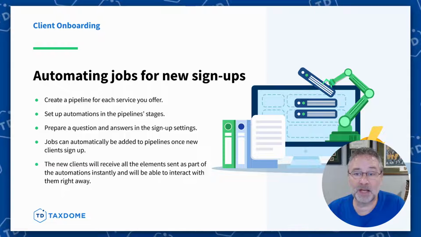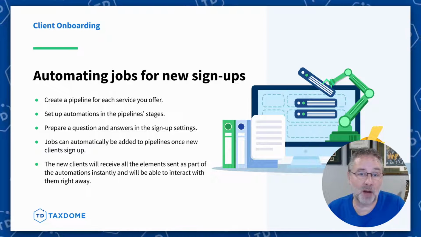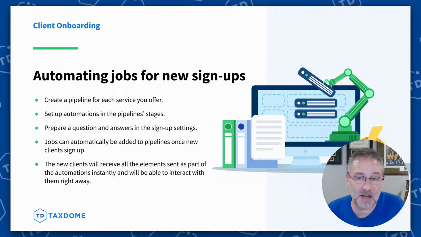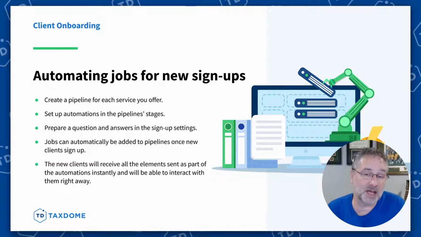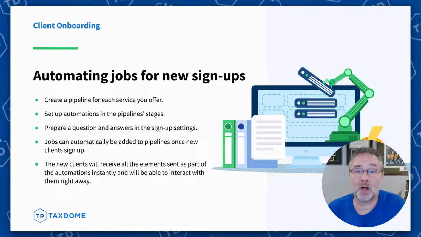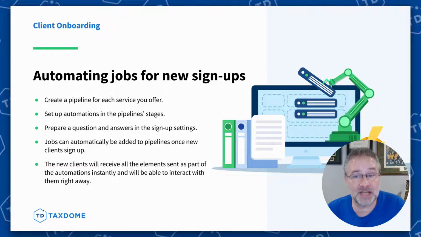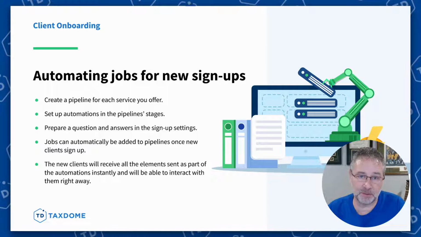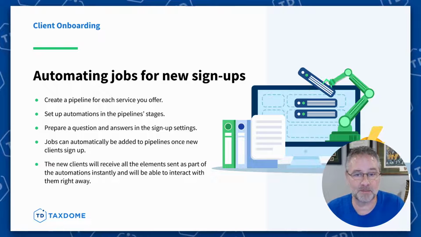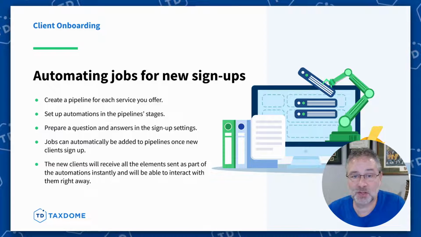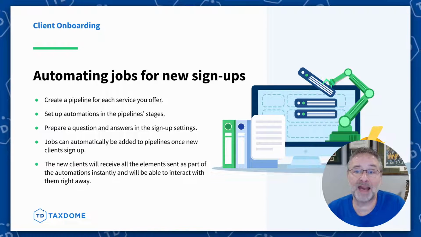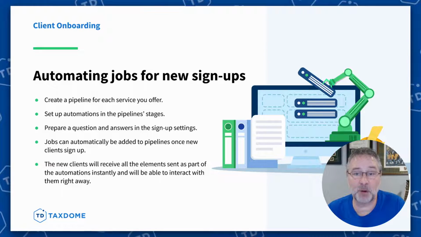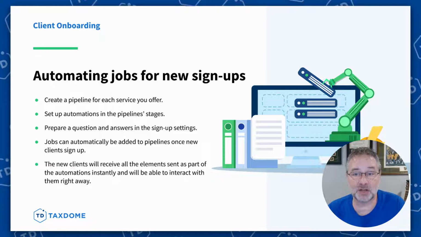Regardless of what the pipeline is for, you will set up automations that will trigger in each stage to automatically send things out like messages, organizers, and more stuff to your clients while also creating tasks for your team. It automates a big chunk of the work that you need to do. So think about it like this. You set up your tax return pipeline. Then you add an option to your sign-up process for new clients to select tax preparation as the desired service.